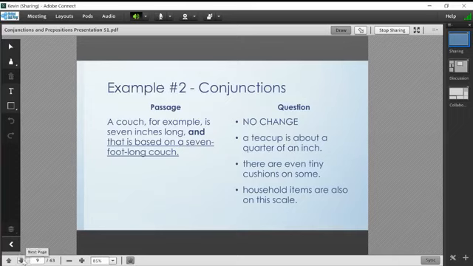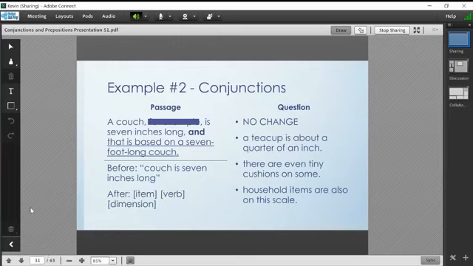So what comes before the and? Well, I'm going to get rid of the for example because that's just there to confuse me. And then what do I see before? I see before, the couch is 7 inches long. Okay. So in this case, what does that indicate? The couch is 7 inches long. Well, I have an item, I have a verb, and then I have a dimension. So because I have the couch is 7 inches long before, I need to match something up with the couch, something up with the verb, something up with that dimension.